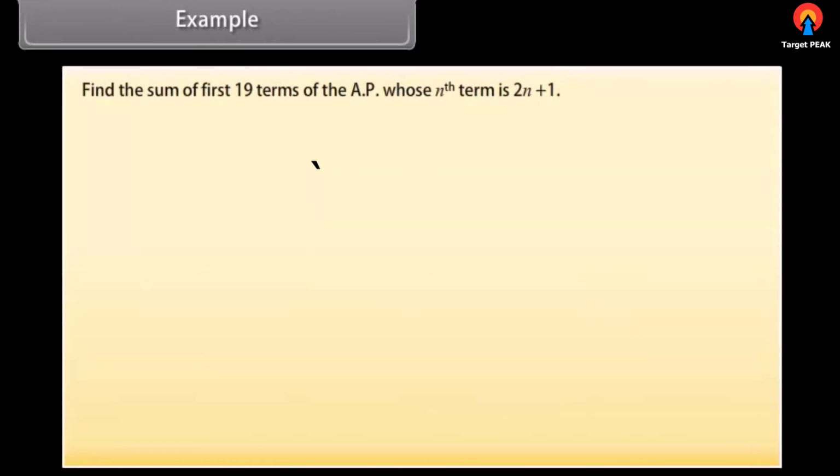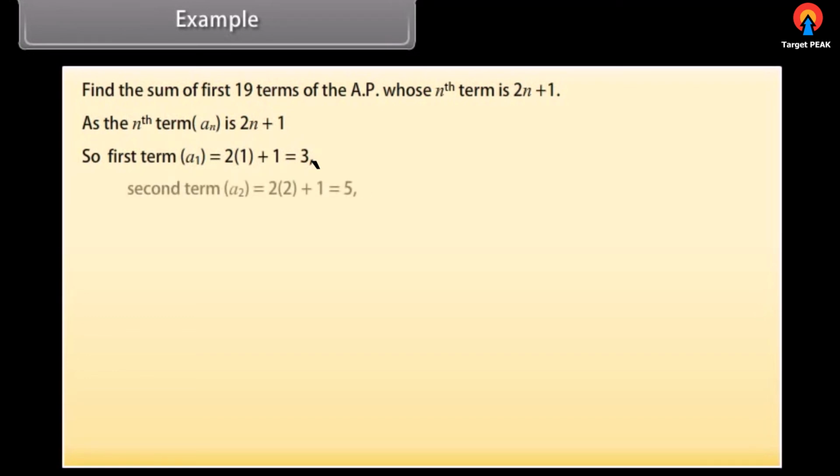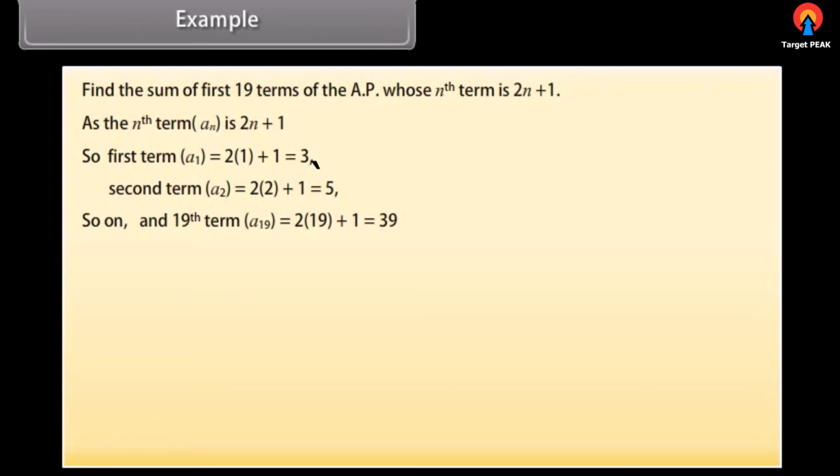Find the sum of the first 19 terms of the AP whose nth term is 2n plus 1. As the nth term an is 2n plus 1, the first term a1 is equal to 2 into 1 plus 1, which is equal to 3. The second term a2 is equal to 2 into 2 plus 1, which is 5, and so on. The 19th term is equal to 2 into 19 plus 1, which is equal to 39. So the list of numbers we get is 3, 5, 7, and so on, up to 39.